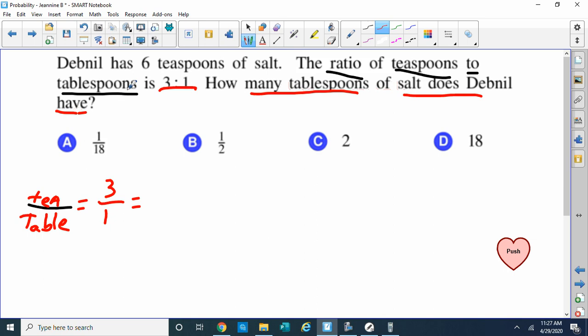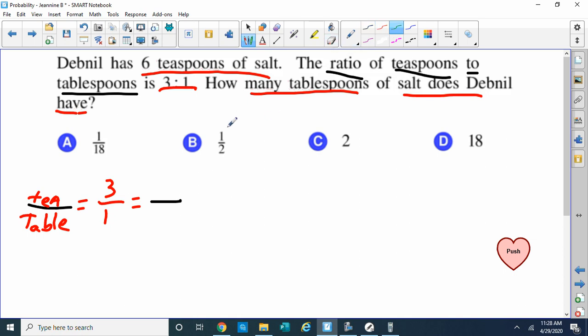Well, let's see what we got. We have 6 teaspoons of salt. So he has 6 teaspoons of salt already. So what I'm going to do is I'm going to set up a proportional relationship. Proportional relationships, proportions are equal fractions. So that's how I'm going to try to solve this.